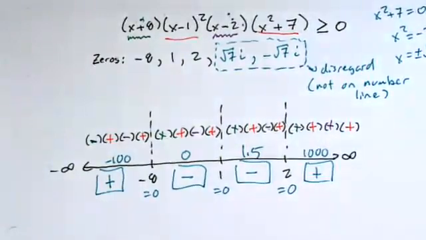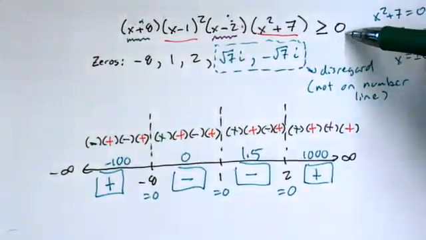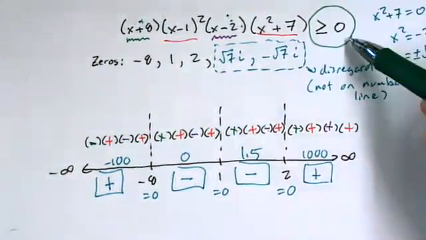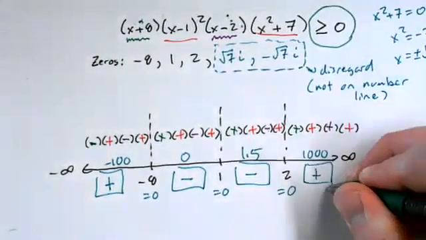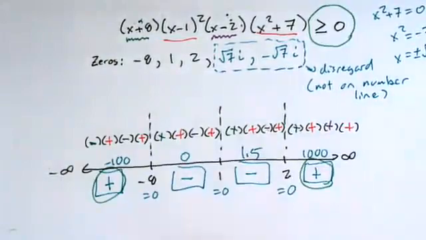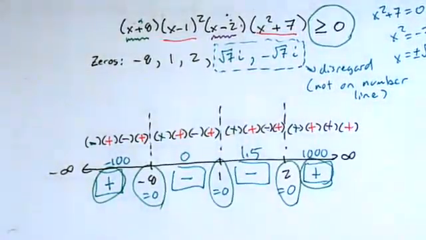And we said we were looking for positive regions or negative regions? Positive regions, because we're looking for places where this thing is greater than or equal to 0. So we're going to include that region and that region. And we need to make sure that we also include negative 8 and 1 and 2 as part of our solution.